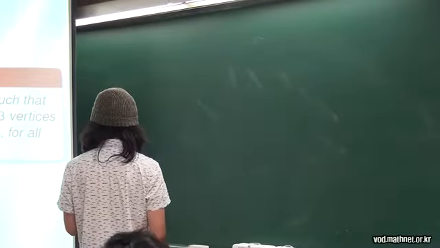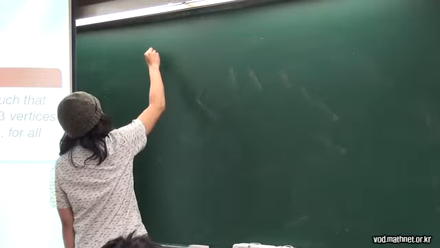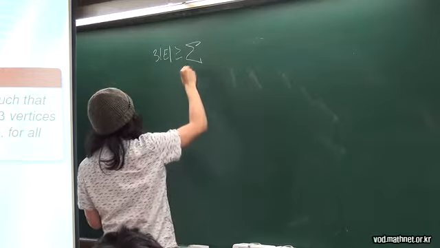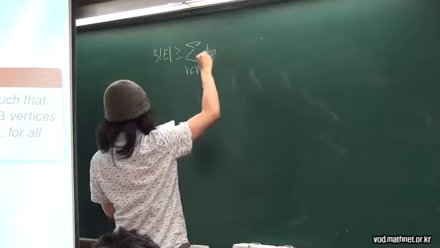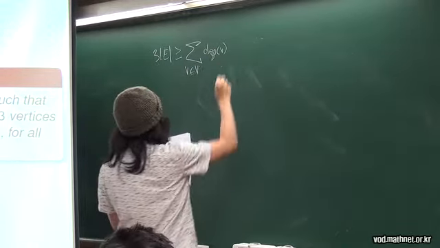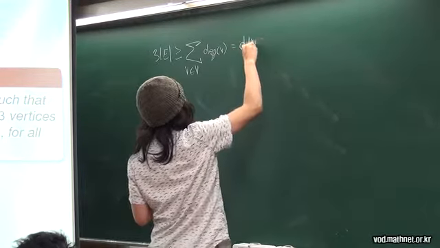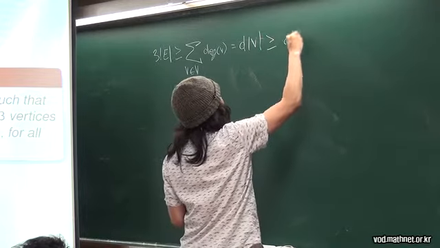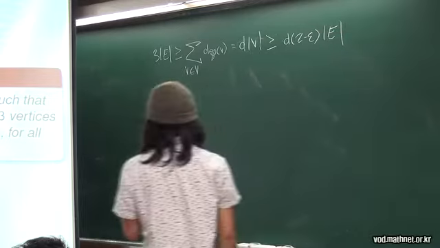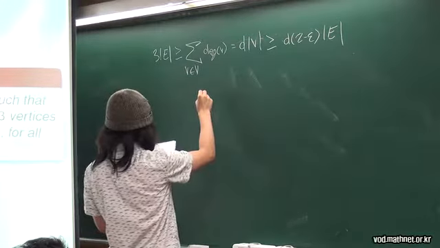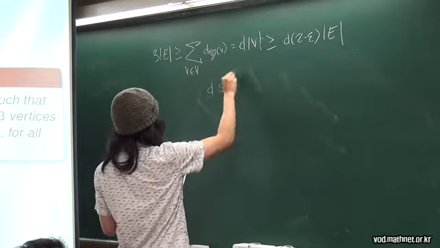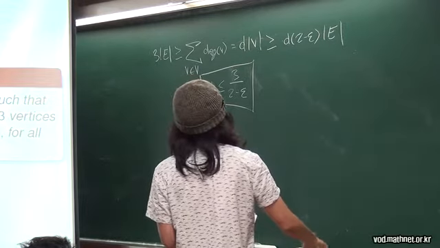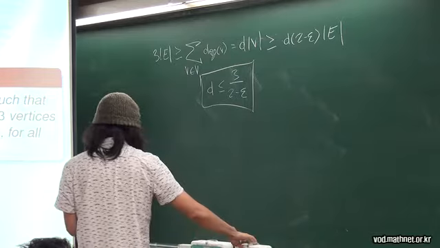Okay, so I should also prove something about the average degree. So 3 times the number of edges is at least 3 times the degree. And so this is the average degree times the number of vertices. And again, this is at least d times 2 minus epsilon times the number of edges. So the average degree is at most 3 over 2 minus epsilon.